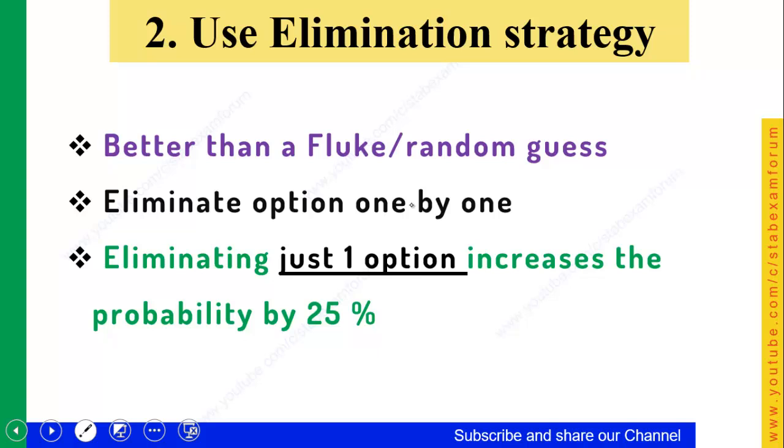But if you are losing something, how much will you lose? You will lose only 1/4. So if you are very much confused between 2 options, go with the elimination strategy.